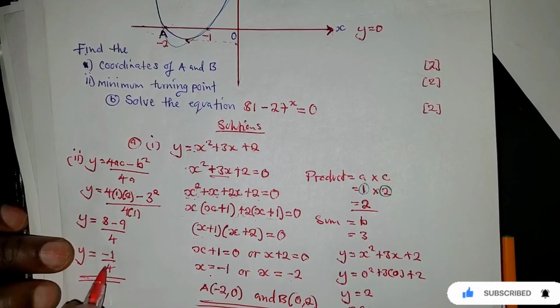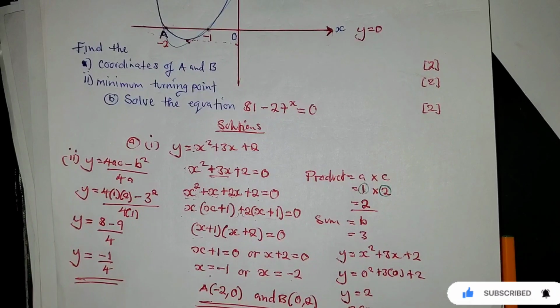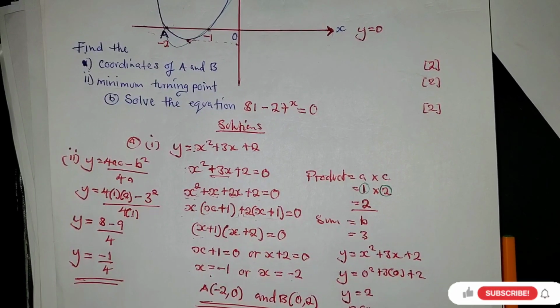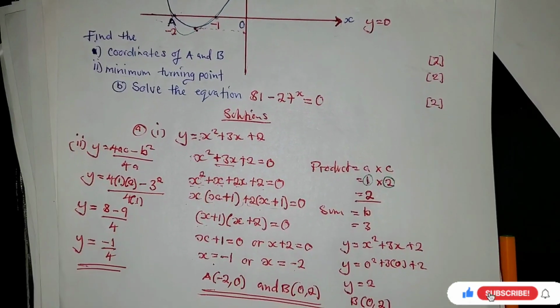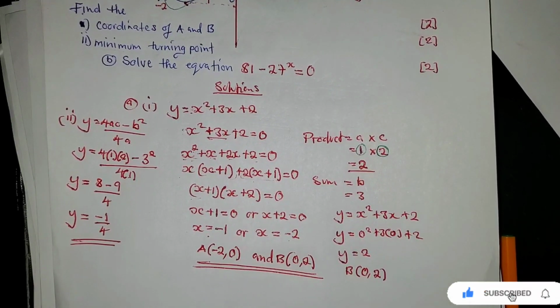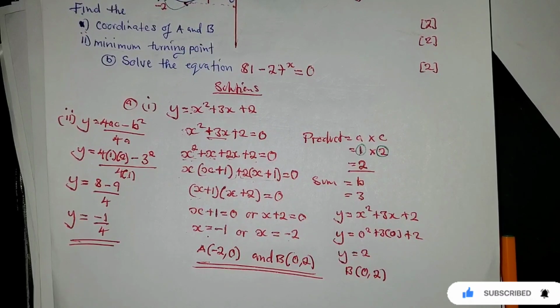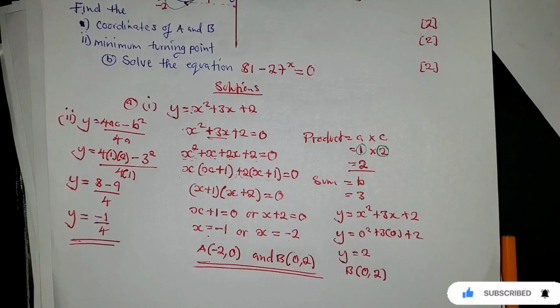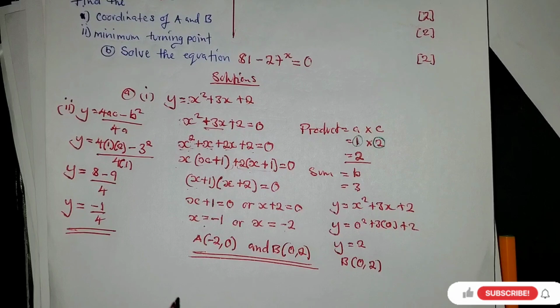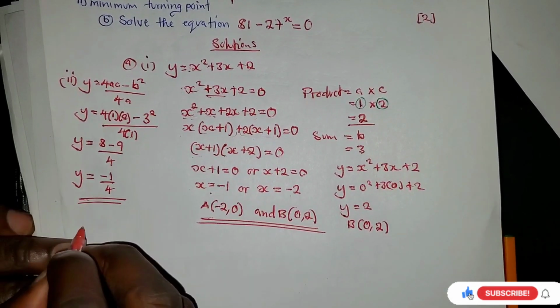So this is the answer. Negative 1 over 4 is the minimum value. Okay. Minimum value. Oh, there is a last question. It's not under this topic, it's under indices. Okay, so let's solve it as well, because it's part of this question, which is question B.